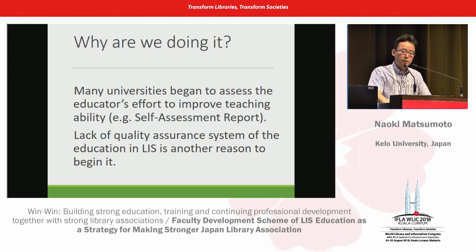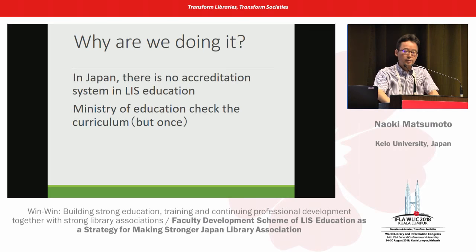And lack of a quality assurance system of the education in LIS is another reason to begin it. In Japan, there is no accreditation system in LIS education. Precisely speaking, the Ministry of Education checks the curriculum or faculty members before a university begins an LIS program, but after that, there is no check system. That is, now we don't have enough quality assurance system in LIS education. So that is another reason we began the program.